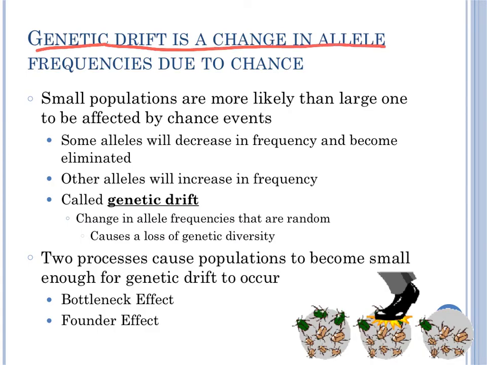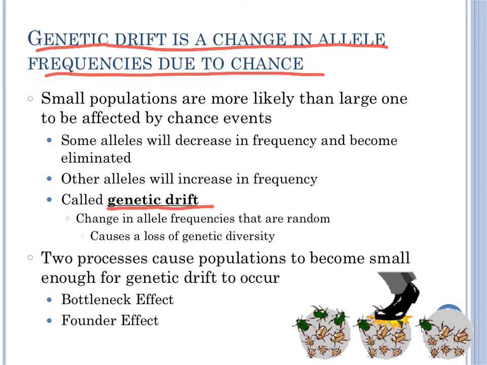Genetic drift is a change in allele frequencies due to chance. Smaller populations are more likely than larger ones to be affected by chance events. Some alleles will decrease in frequency or become eliminated altogether. Other alleles will increase in frequency. This is called genetic drift. Change in allele frequencies that are random causes a loss of genetic diversity.